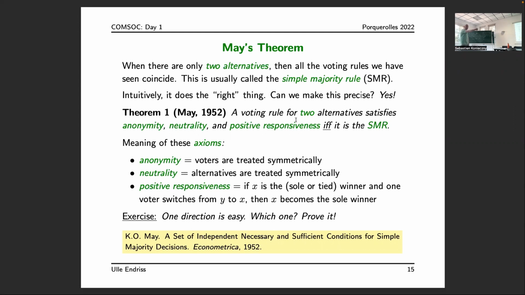Right to left. Right. If it's the majority rule, it has these properties. That's easy to check because we have a concrete rule to think about, and we just have to tick off the three properties one by one. So let's tick them off. Is it anonymous, and why? Anybody can say why it's anonymous, the majority rule?